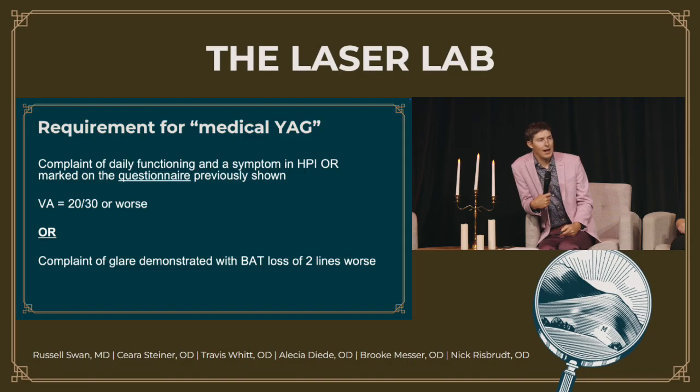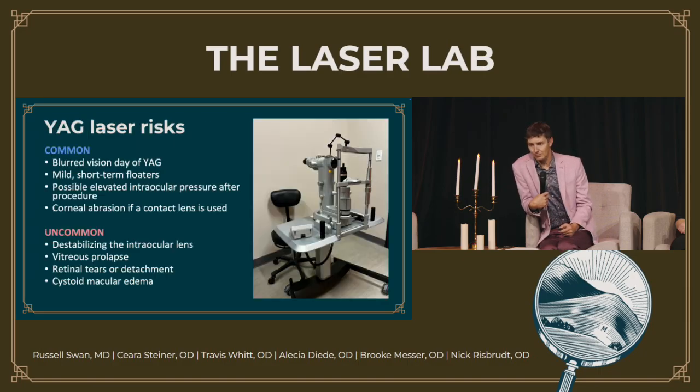to do that. And then for most insurers, the standard rule of thumb is 20/30 or worse, or honestly more commonly, glare demonstration by BAT, brightness acuity testing, loss of 2 lines or worse. So it's not uncommon. We may have a patient with significant nighttime glare, maybe they're 20/20 minus, 20/25 plus, but their brightness acuity test drops them to 20/40 or 20/60, and that still is medically indicated to be done, but you just have to have documentation of that brightness acuity testing.